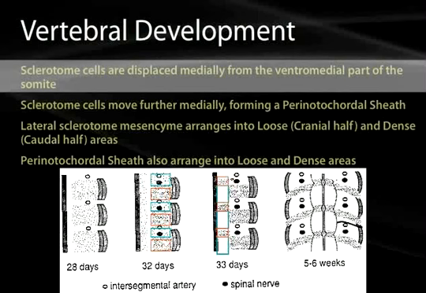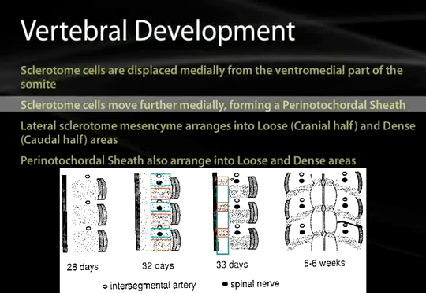Going down further and looking at vertebral development, we're going to look at some of the sclerotome cells that will be displaced medially from the ventromedial part of the somite, and how they fuse together to form this very complex side of the vertebral canal, which has many components contributing to it. The reason that you'd want to have a general idea of these components is because there can be different problems with different components. The sclerotome cells are going to move medially and form what's known as the perinotochordal sheath.